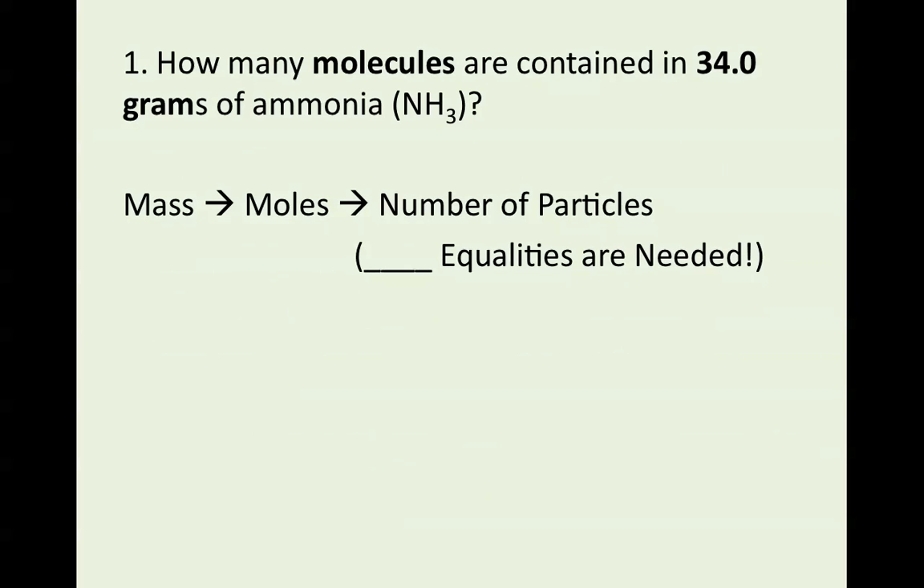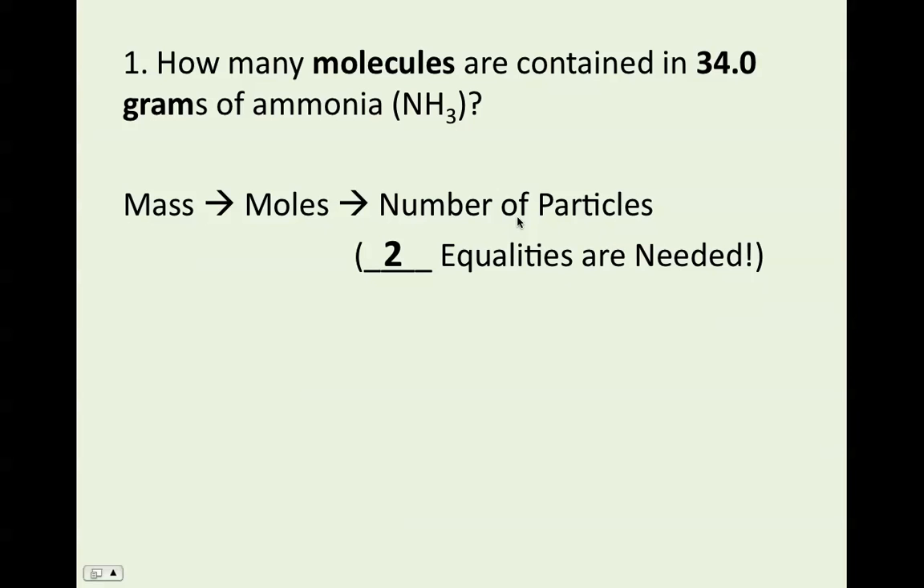So how many molecules are contained in 34.0 grams of ammonia? The way that this word problem is different than what we've seen before is, before, we were always either starting with moles or ending with moles. Now that's going to be our middle ground. So in this case, we're going from grams, so mass, to moles, then to our number of particles. So 2 equalities are needed.